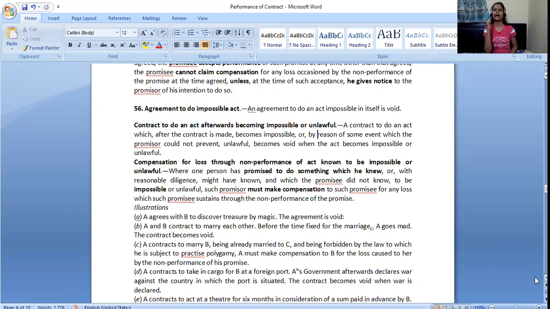Take for example, I made a promise to you. I know that it is something which cannot be performed or it is unlawful. Even though I made a promise, you were relying on that promise. Later on, I said that, okay, fine, it's unlawful, I cannot perform it. In that case, I will have to pay you compensation, because you relied on my promise, and afterwards you had to suffer some kind of a loss. So I will have to compensate you for that. So it is basically with regard to agreement to do impossible act.